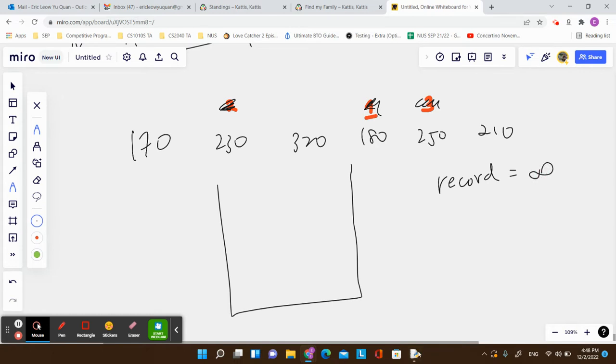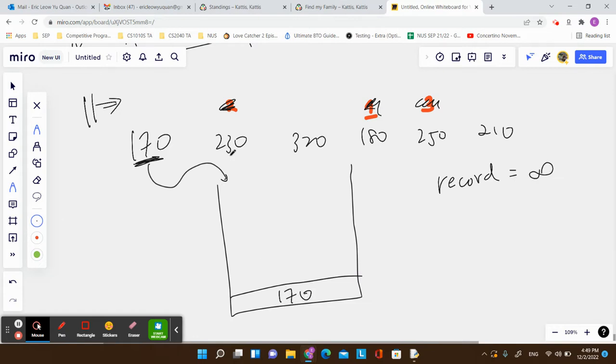So I can start off with infinity. Now what I'm going to do is go from the left to the right and go through every single person one by one. The first person is 170. I will put him into the stack. It doesn't really matter because this is the first person, so obviously there's nothing interesting yet.